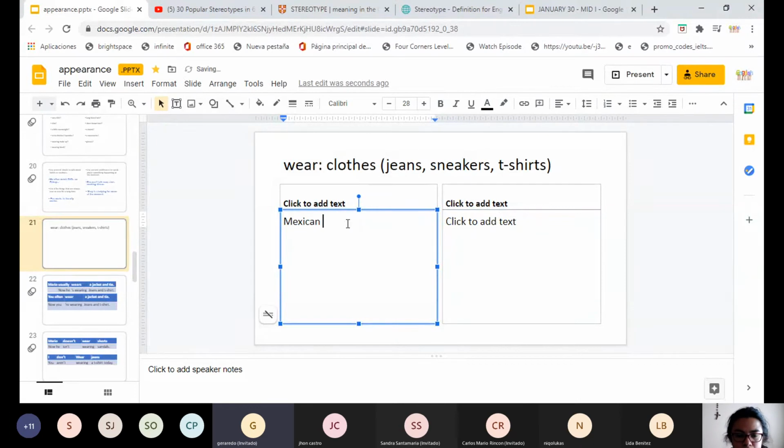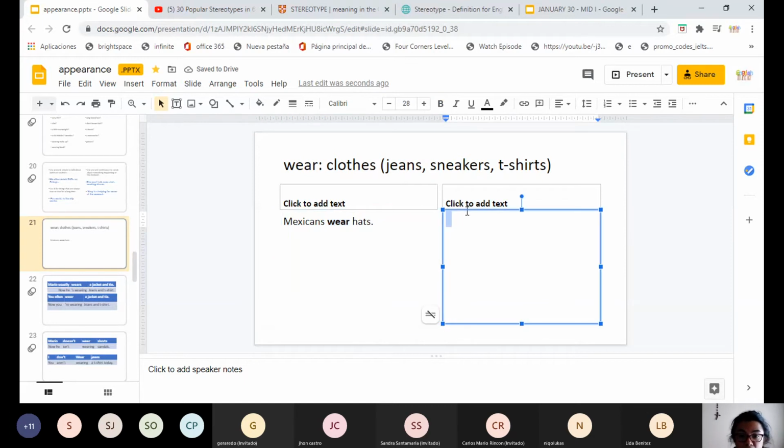Okay, Mexicans wear hats. That is a stereotype. So this is something we always think is true. It's part of a repetition, part of something we do. But in this moment, for example, at 9:39, I'm not wearing a hat. So as something we do every day, we use wear. But as something at the moment, we use ing.